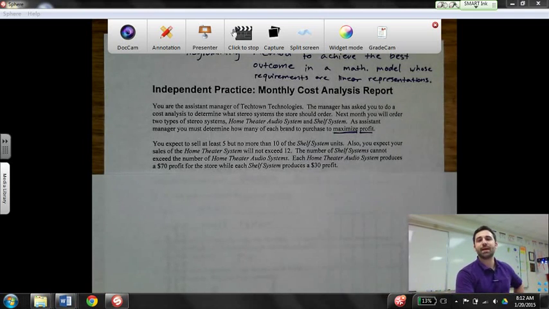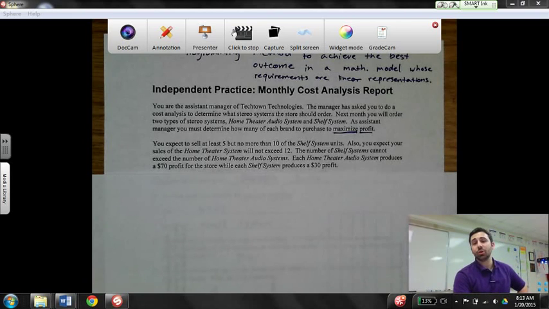You expect to sell at least 5, but no more than 10 of the shelf system units. Also, you expect your sales of the home theater system will not exceed 12. The number of shelf systems cannot exceed the number of home theater audio systems. Each home theater audio system produces a $70 profit for the store, while each shelf system produces $30. A lot of information to take in, but we're going to break it down.